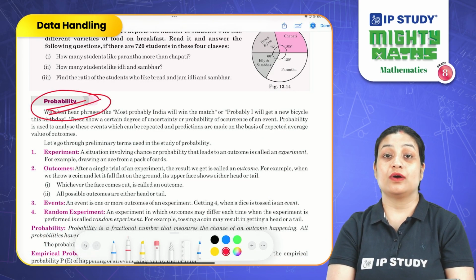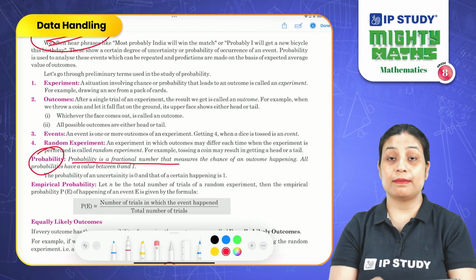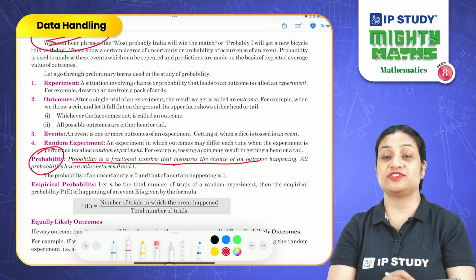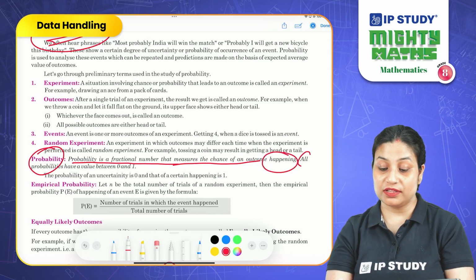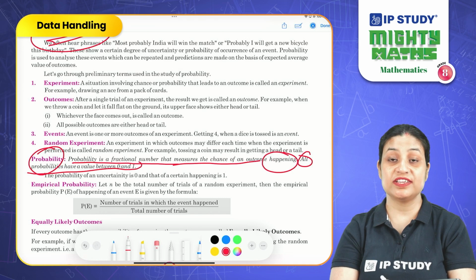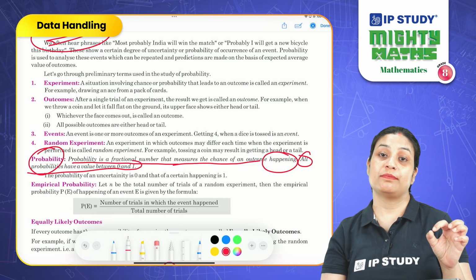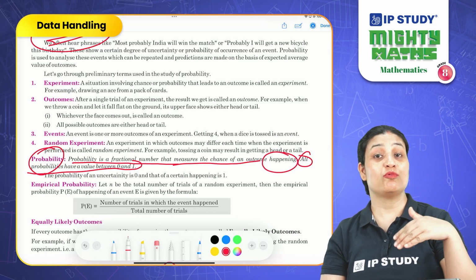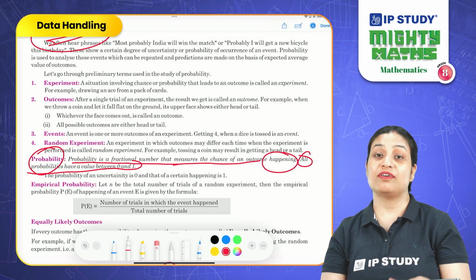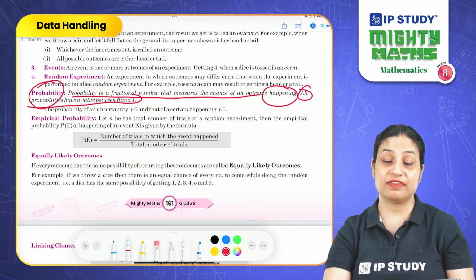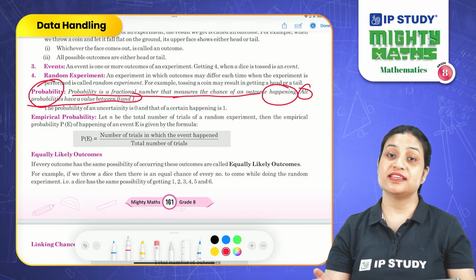Probability. What is probability? Probability is the fractional number that measures the chance of an outcome happening. All the probabilities have a value between 0 and 1. You can have a maximum probability of 1. You can have a minimum probability of 0. It cannot be more than 1. It cannot be less than 0. This is very important. Whatever probability values you have, it will lie between 0 and 1 only. Maximum will be 1 and minimum will be 0.